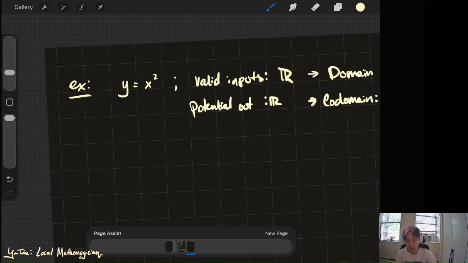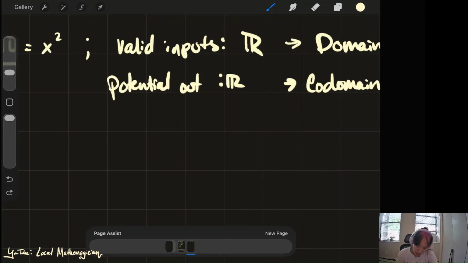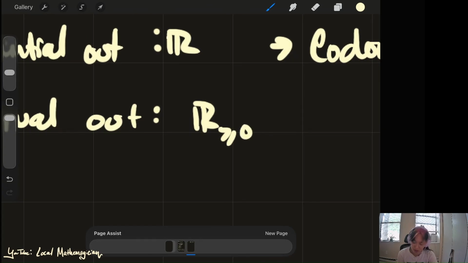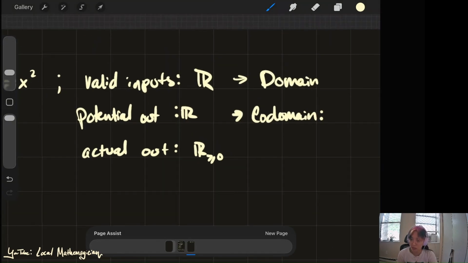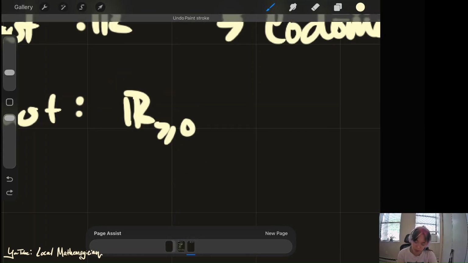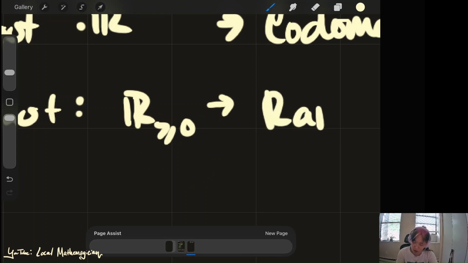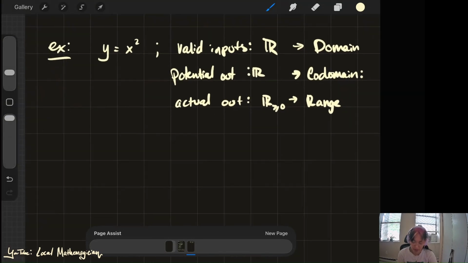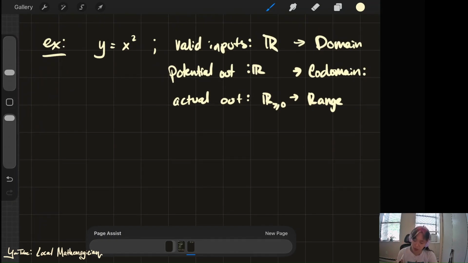But here's the thing, right? Here's the thing we know about y equals x squared. You can't get negative numbers out of that. So your actual outputs are non-negative real numbers. That just means real, and what is the quality? Non-negative, so greater than or equal to 0, right? This is going to be called your range, okay? So domain, valid inputs, codomain, potential outputs, range, actual outputs, okay?